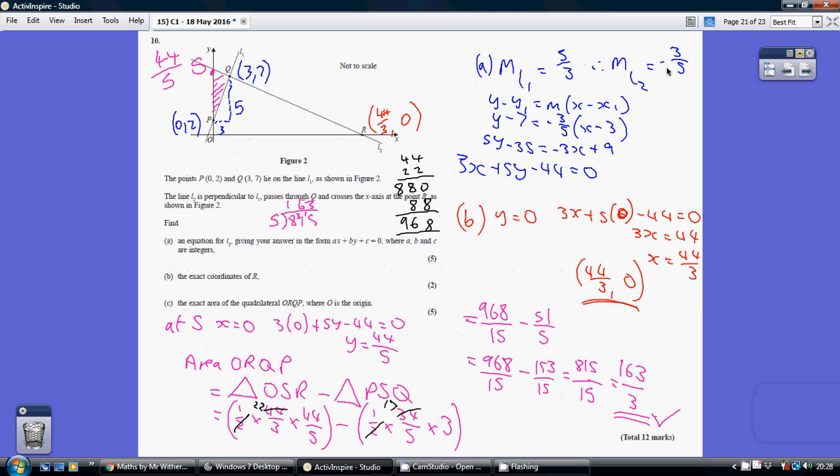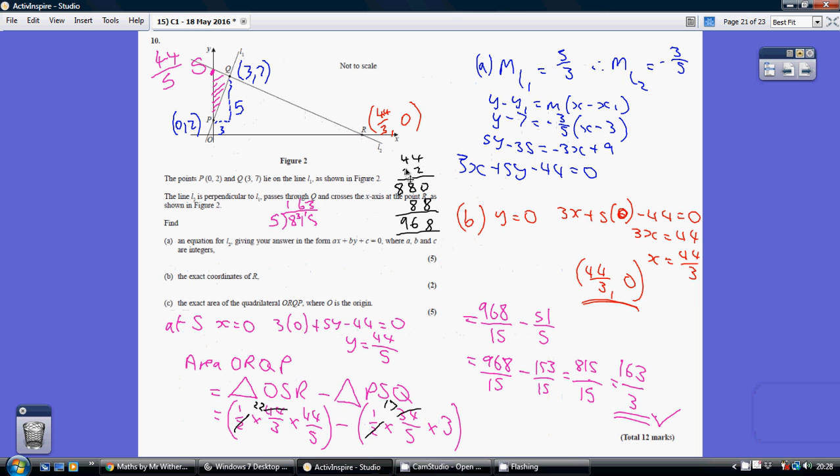So we've got a gradient, minus 3/5, and we've got a coordinate, (3, 7). So we can now work out the equation of L2 using y minus y1 equals m(x minus x1). Substituting in our coordinate (3, 7) and our gradient, multiplying through by 5 and then multiplying out the right hand side by minus 3, we get this, which simplifies to this, which is the required format of ax plus by plus c equaling 0.